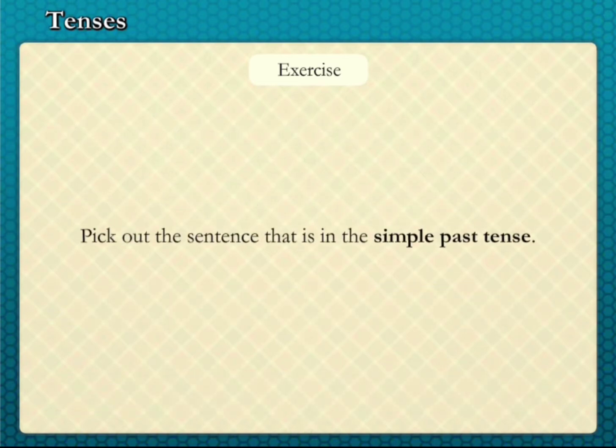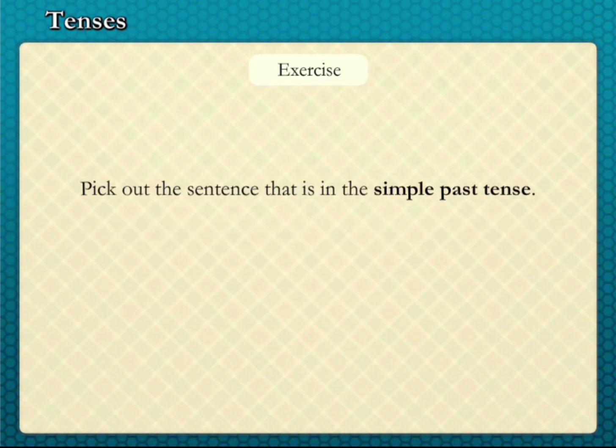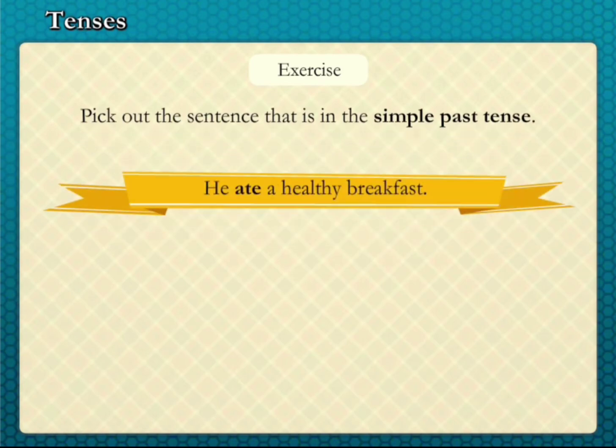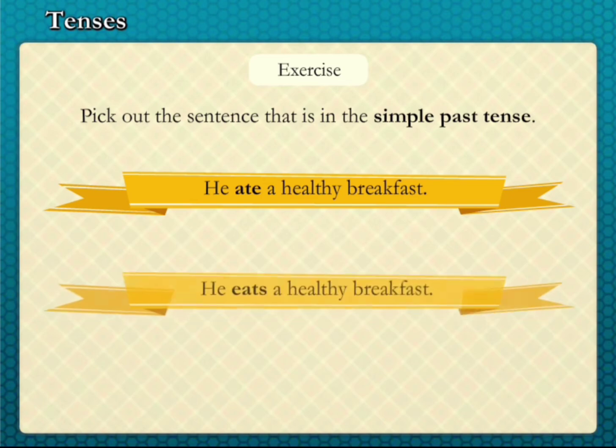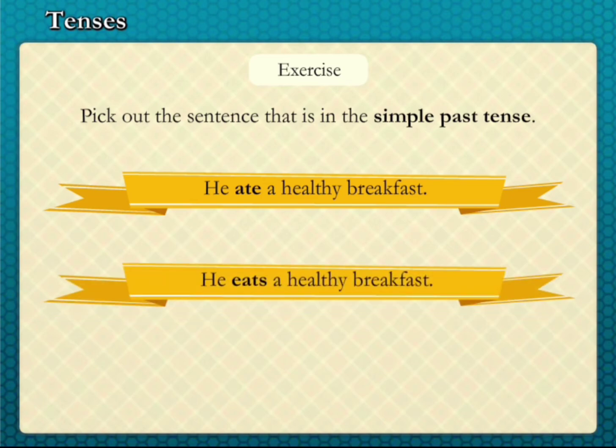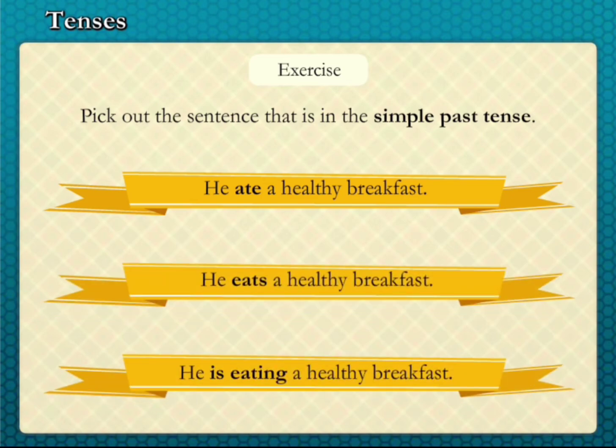Now pick out the sentence that is in the simple past tense. He ate a healthy breakfast. He eats a healthy breakfast. He is eating a healthy breakfast. The sentence, He ate a healthy breakfast, is in the simple past tense. The word ate tells us that the action happened in the past.